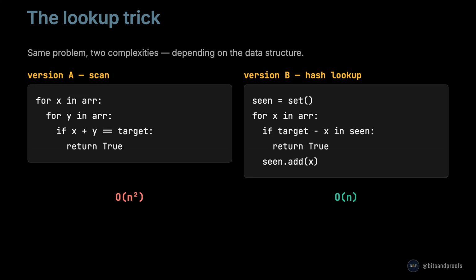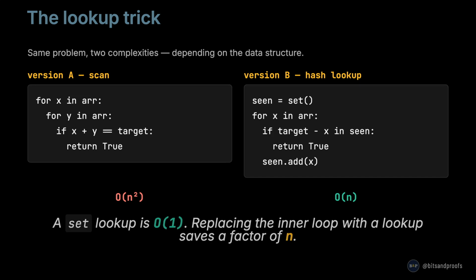Version B, walk the list once. For each number, check if its complement is in a hash set. If yes, return true. Otherwise, add the current number to the set and continue. The set lookup is O of 1 by rule 3. The full loop is O of n. Same problem, same correctness. A factor of n disappears just by choosing a hash set instead of an inner loop.